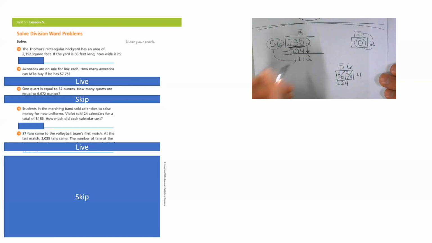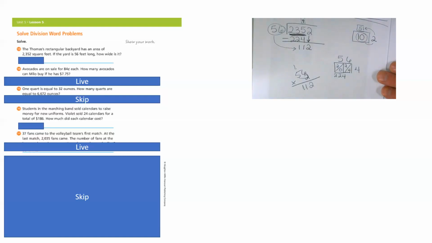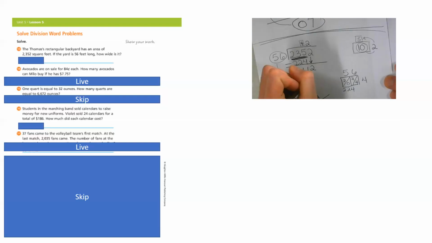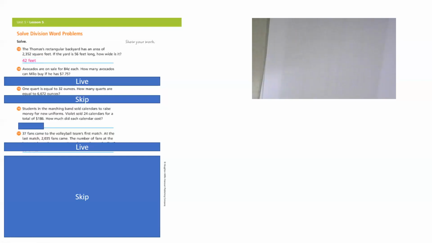Now we want to pull out 56. How many 56s? My guess is 2. So I'm going to go 56 times 2 to see how close 2 56s is. Check that out. I figured it was going to be perfect. So I pulled out 2 and there's nothing left over. So your answer there is 42 feet. Sorry, forgot feet. Can't forget feet. And then the last one we're going to rock together is 16.